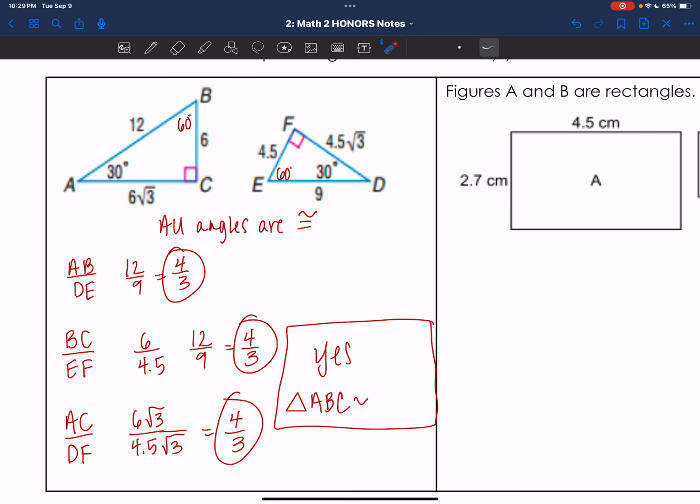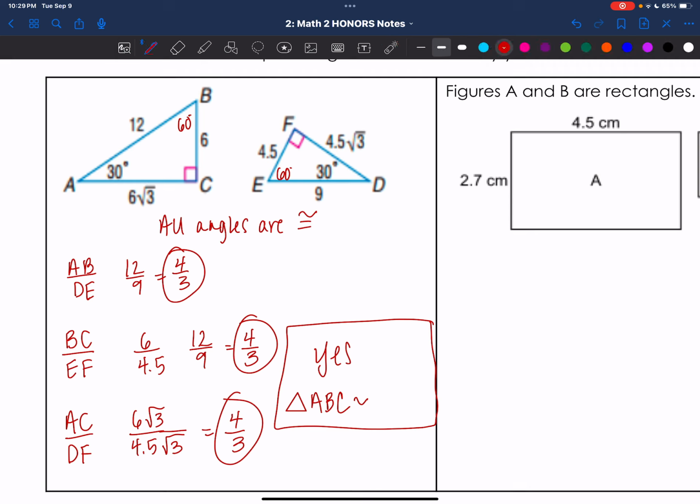So here you have AC and DF. Remember, we're going to put this over this to see if we got it. So 6√3 over 4.5√3. These actually cancel out and give you 1. And then you're left with 6/4.5. So we just multiplied that by 2 and we got 12/9, which equals 4/3.